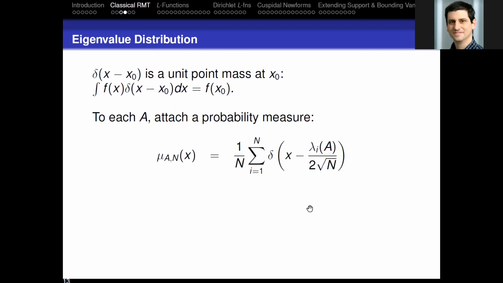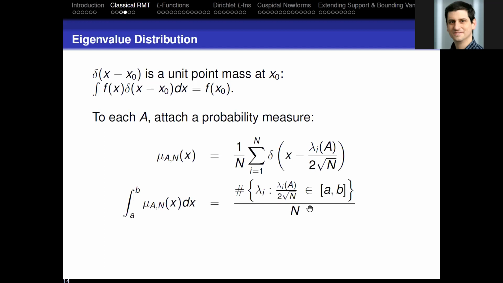Next. To each A, we can associate a probability measure by putting a mass of 1 over n, because there are n eigenvalues, and we're going to normalize the eigenvalues by 2 square root of n. If we want to count how many normalized eigenvalues are in the interval [a, b], we just integrate from a to b, and that gives us a really nice count.